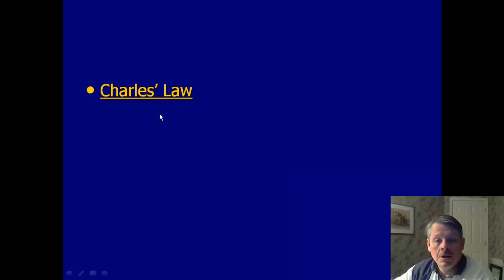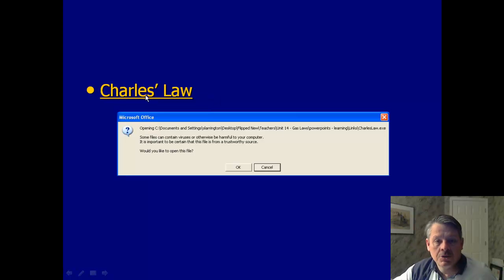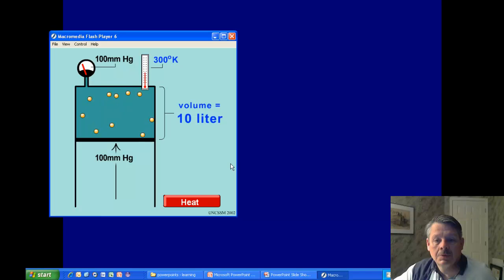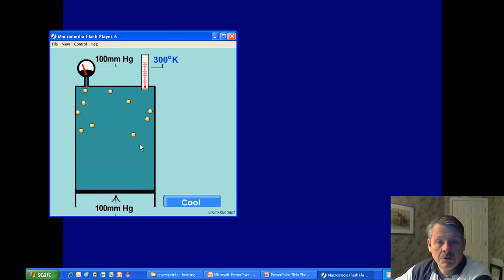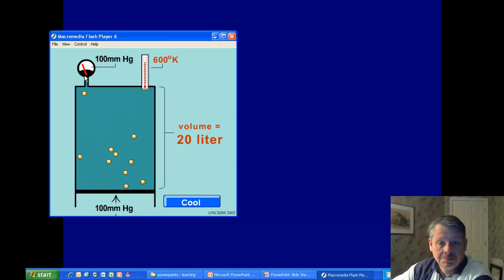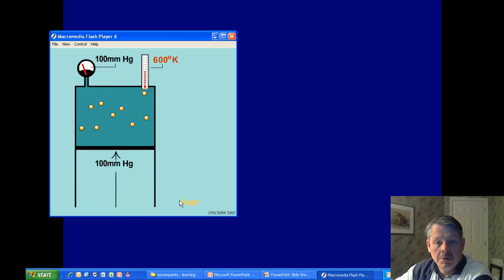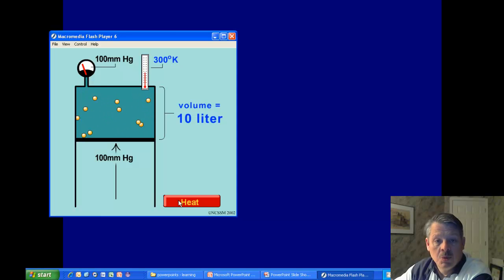All right, so let's look, for example, at Charles's law. Charles's law says I'm going to heat this up. When I heat it up, notice my temperature goes up and my volume goes up, but my pressure is remaining the same. So it went up from 10 liters to 20 liters. Now, so long as my pressure remains the same, I cool it down, my temperature is going to go down, my volume is going to go down as well.